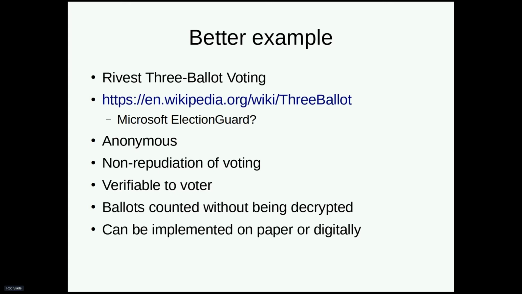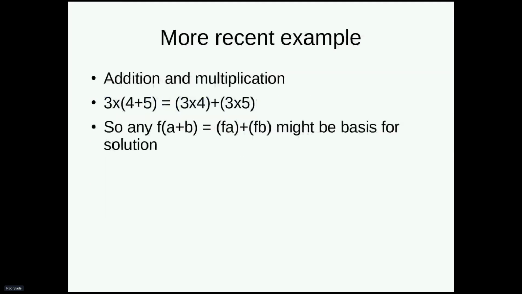uses homomorphic encryption, and it delivers not just anonymity, but non-repudiation of voting. It's verifiable to the voter that their vote has been counted. The ballots can be counted without being decrypted, and it can be implemented either on paper or digitally. So it's a really, really interesting system. And if you are interested in this, I would look at the 3-ballot voting system. Whether you're interested in homomorphic encryption or in electronic voting, it's interesting on both counts.